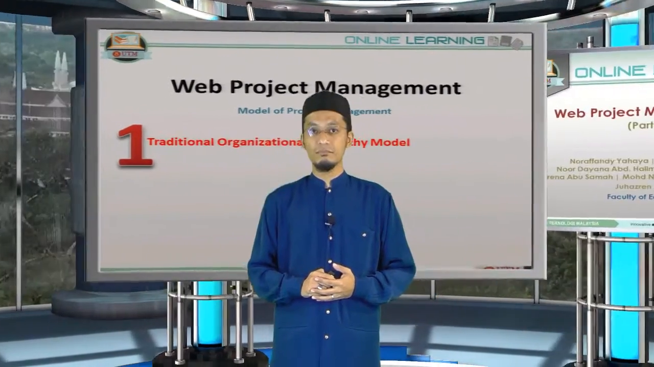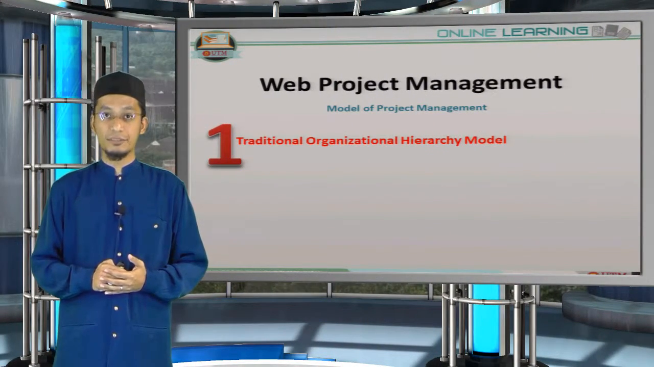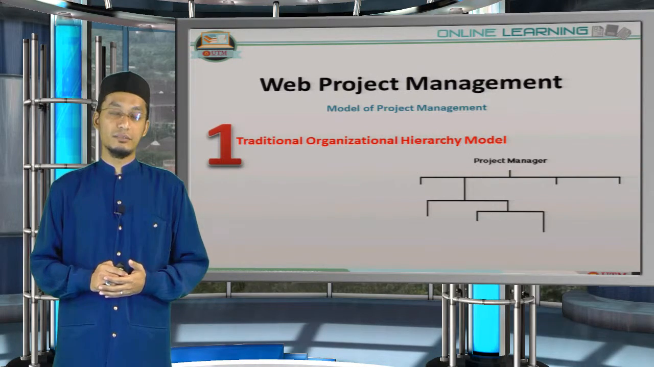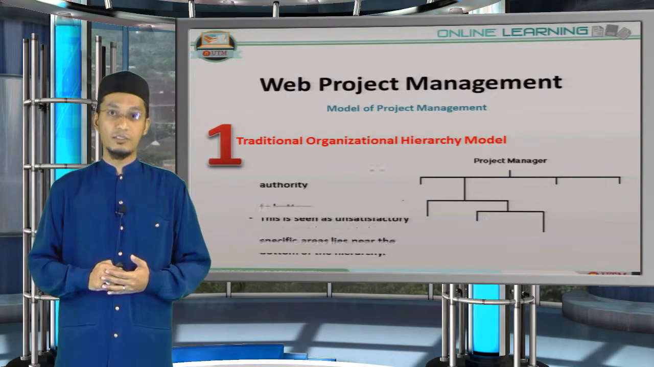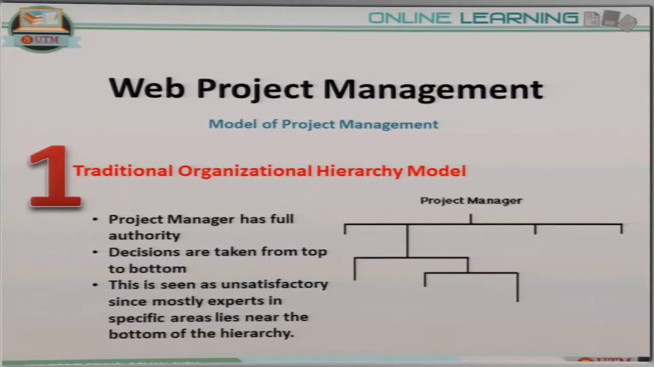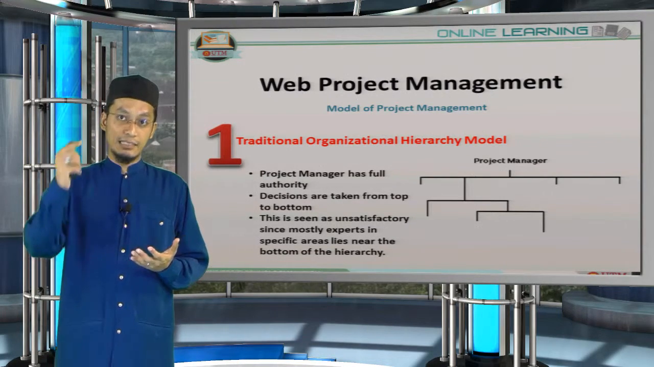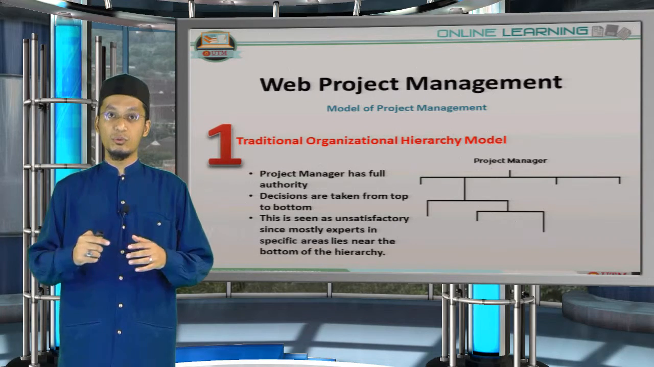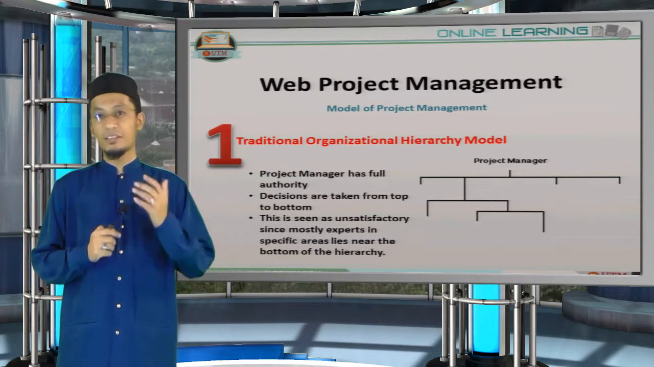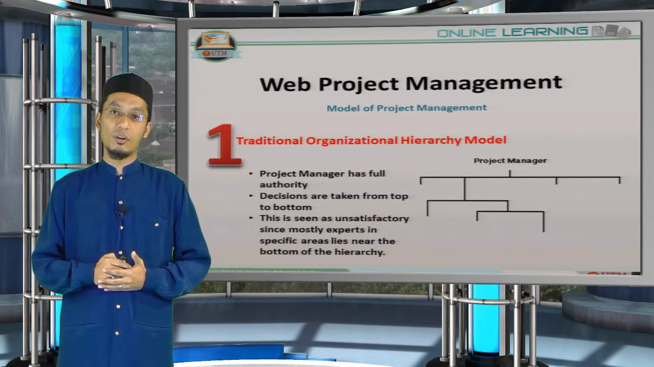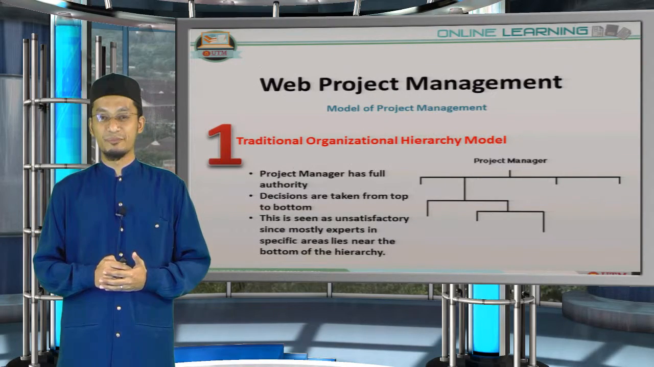Number 1, traditional organizational hierarchy model. This is the diagram for this model. As you can see, the project manager is at the top of the hierarchy. The project manager in this model has full authority over his subordinates or the team of the web project. So, the decision is made by the project manager and sent down to all the members through this model. You can think of the pros and the cons of this model to be applied in a web project management.